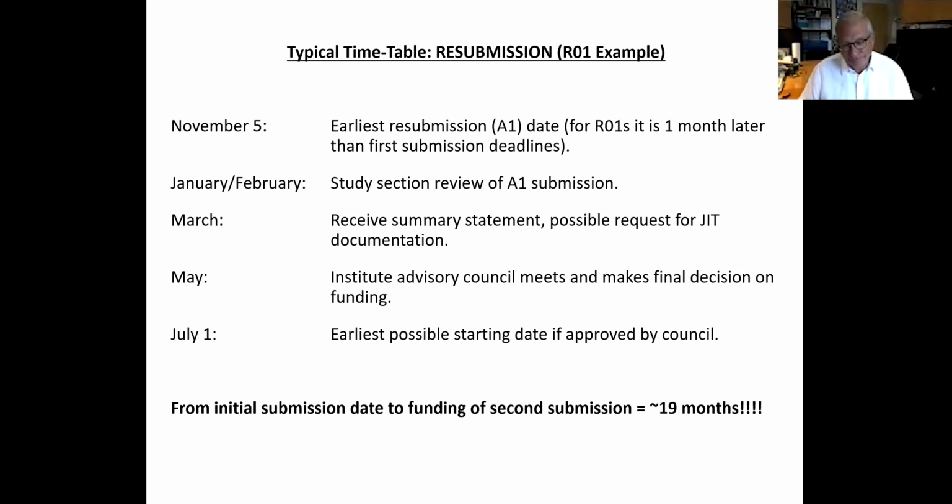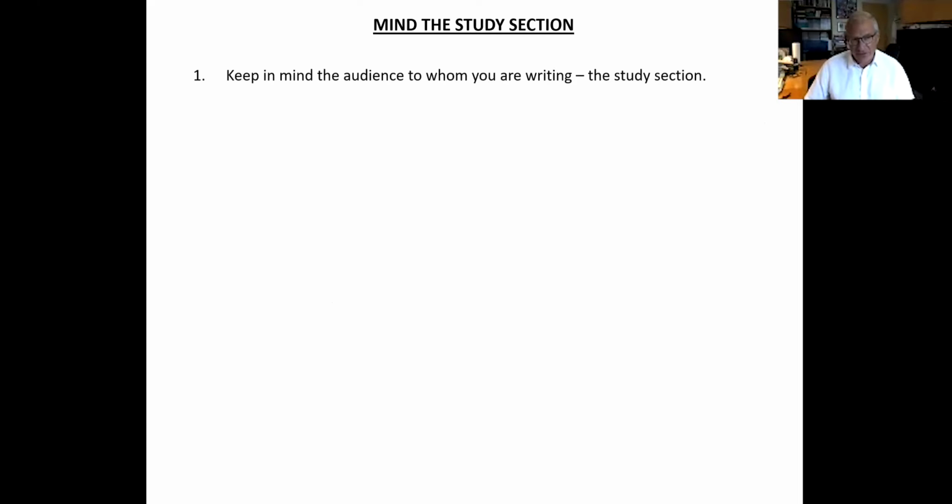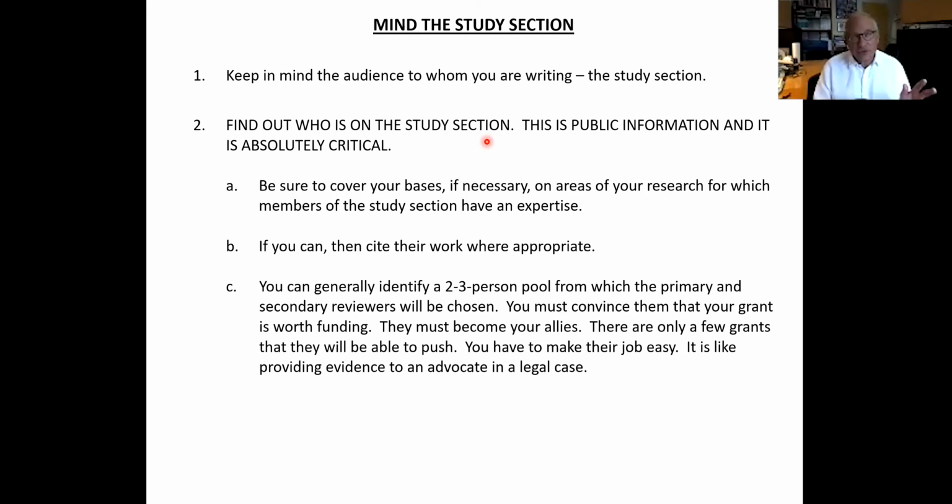Okay, so now we're going to get a little more into the grant writing. The first thing I'm going to tell you is that you need to mind the study section. In other words, keep in mind the audience to whom you are writing, which is the study section. So find out who's on the study section. This is public information, and it's absolutely critical. They publish rosters. The trouble is that sometimes those rosters change because somebody can't make a particular study section that round, but you can generally see what the composition is.